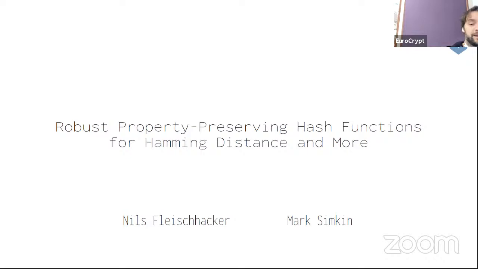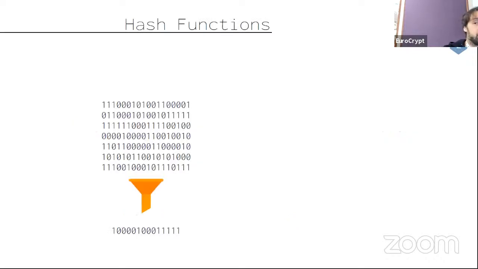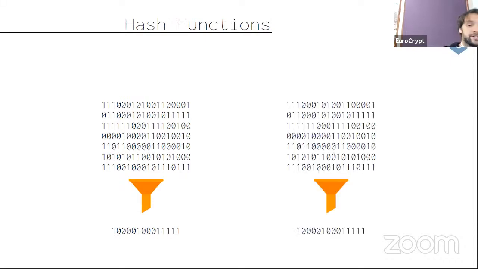The setting of this talk is going to be about hash functions. So why are hash functions useful? Why do we use them? We have a long input, we compress it into a short digest, and if we have two short digests, we can just compare those, and if they are equal, then the original data was equal. And if the digests are different, then we conclude that the original data was different. So rather than comparing the original data sets, we can just look at the digests and make statements about the original data.